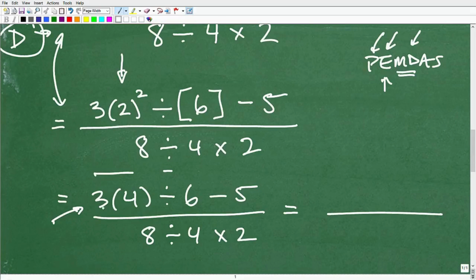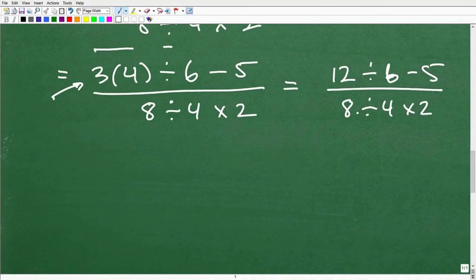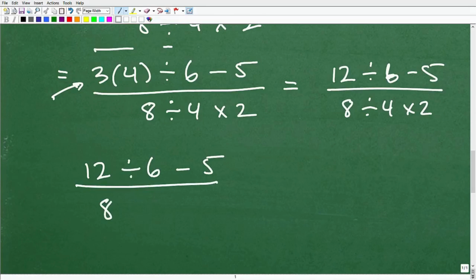So we're going to go ahead and write that down there. So 3 times 4 is 12 divided by 6 minus 5. And then I have here 8 divided by 4 times 2. Okay, so now we're really getting there, right? Getting more and more simplified. And I'm going to write this down here. 12 divided by 6 minus 5 over 8 divided by 4 times 2. All right, so let's get our little PEMDAS out again. PEMDAS.